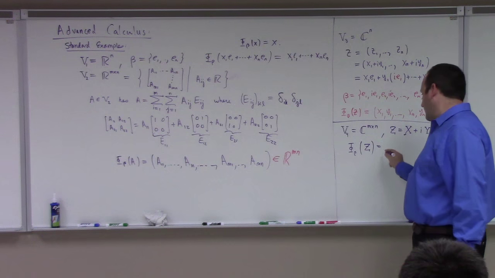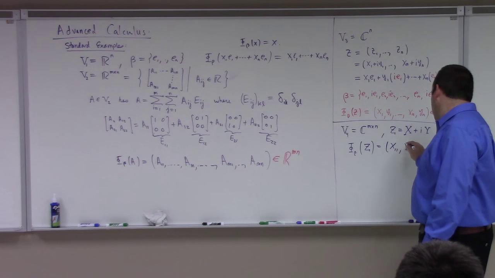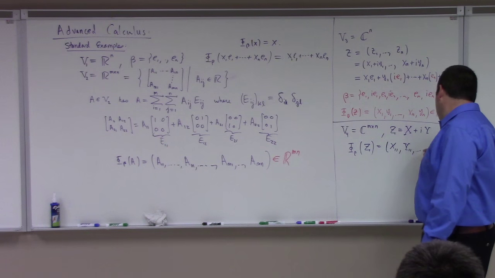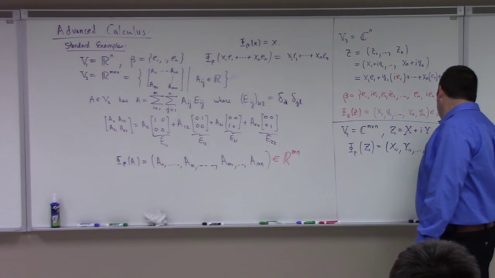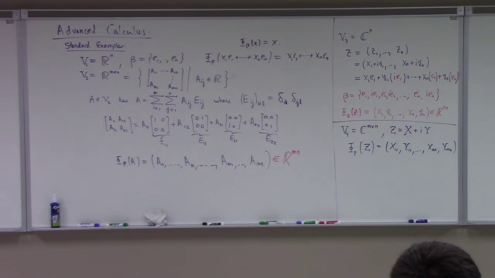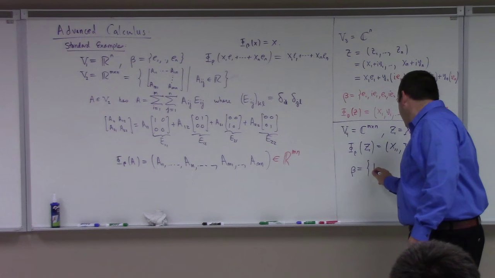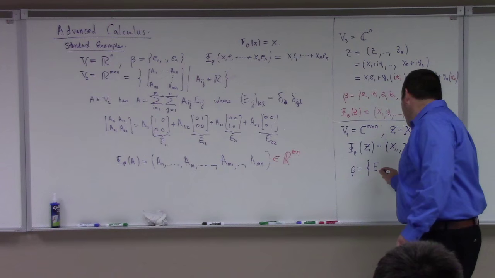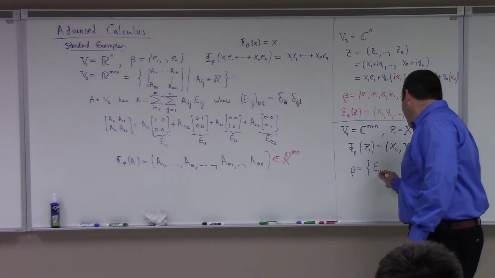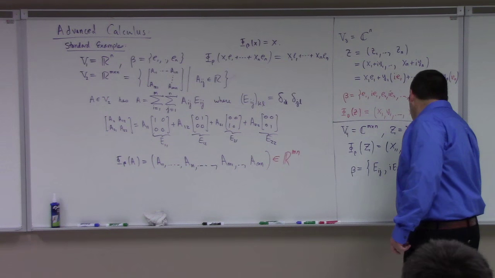So what is the coordinate map here? It's just X11, Y11, you get the idea, Xmn, Ymn. And if I tell you the coordinate map, you can also figure out what the basis was. What is the basis then? I didn't write the basis yet. What is the basis here? E11, iE11. Right. So let me just say it's Eij, comma, iEij, suitably ordered.